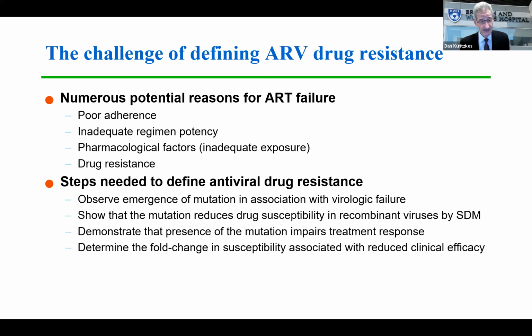There are then several steps that are needed to define antiretroviral drug resistance. Typically, this begins with the emergence of particular mutations in association with virologic failure in people being treated with the drug in early phase clinical trials, then demonstrating that the mutations observed actually are responsible for reducing drug susceptibility by introducing them through site-directed mutagenesis into recombinant viruses and reproducing the phenotype. It then becomes important to demonstrate that the presence of that mutation actually impairs treatment response, and to determine the fold change in susceptibility that's associated with reduced clinical efficacy.